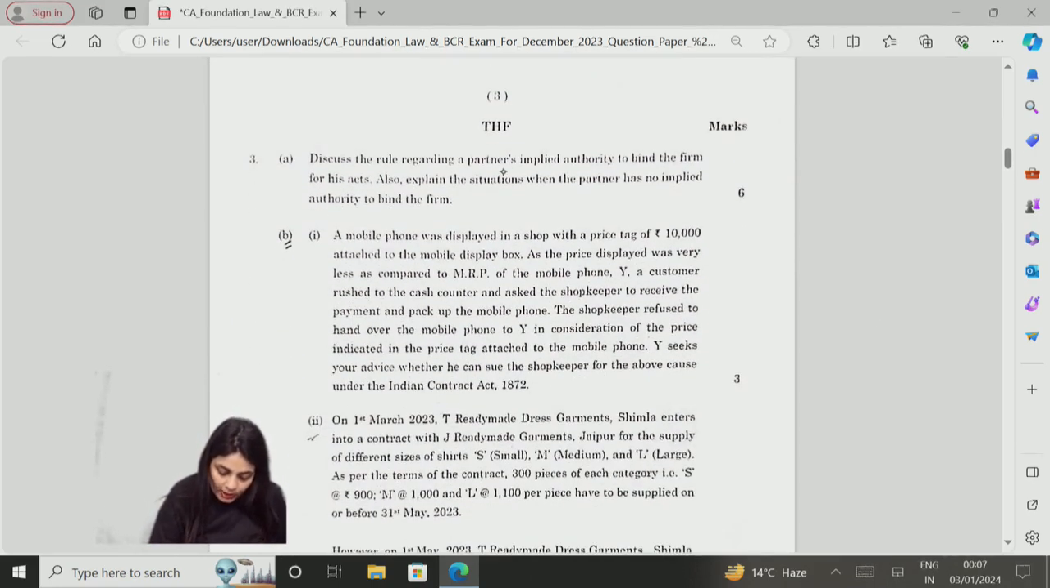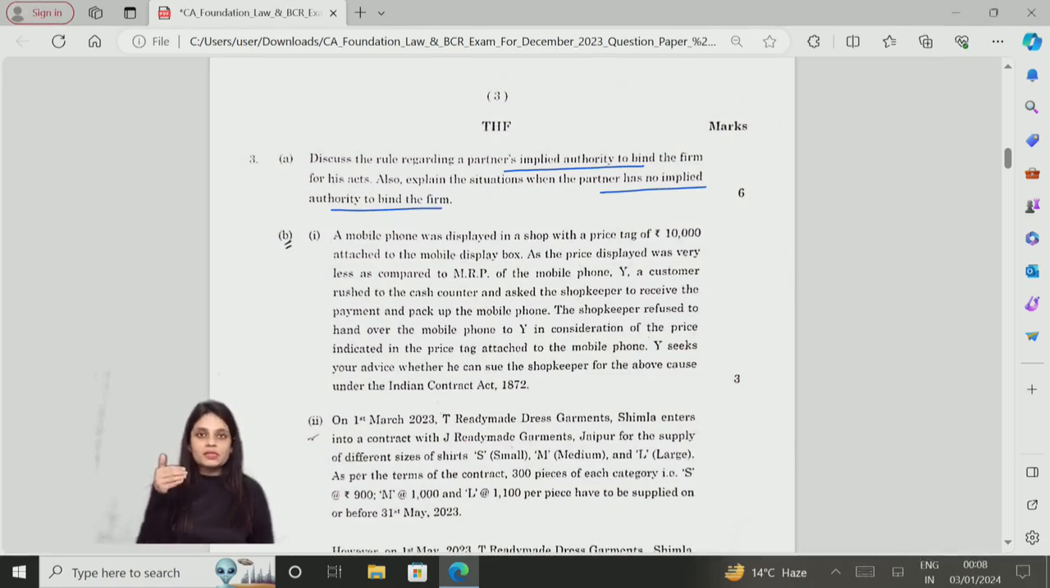Discuss the rule regarding a partner's implied authority to bind the firm for his acts. So implied authority means the authority of a partner to act in the name of the firm and to bind the firm by his acts. However, the act binds the firm only if it is done in the usual course of the business. If the act is not done in the usual course but the other partners ratify it, then the firm is liable.